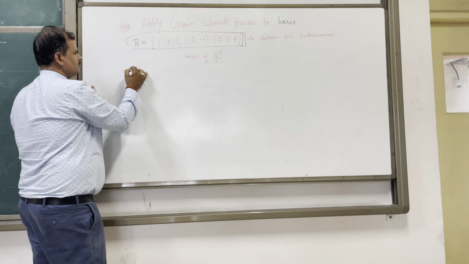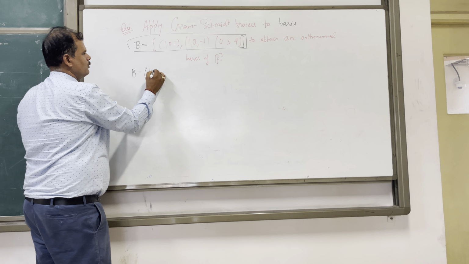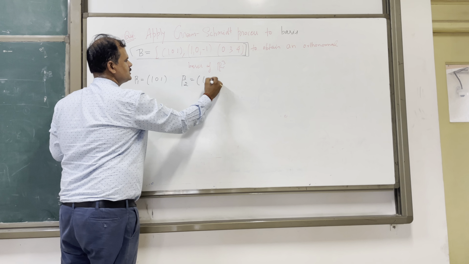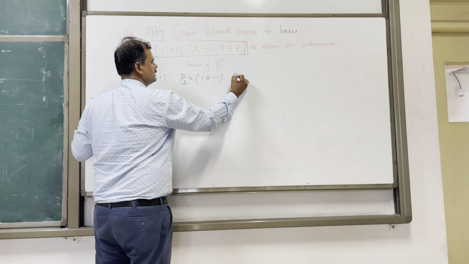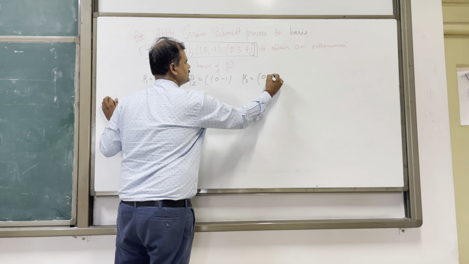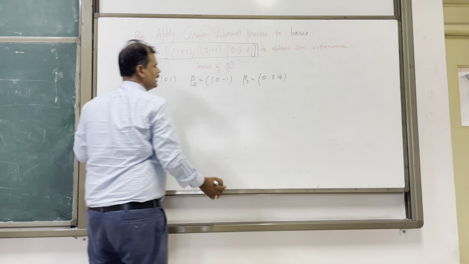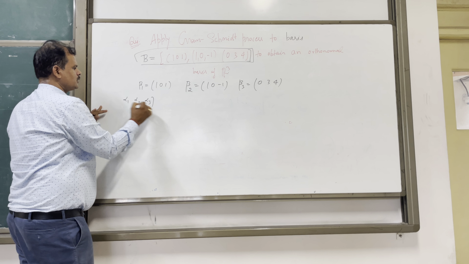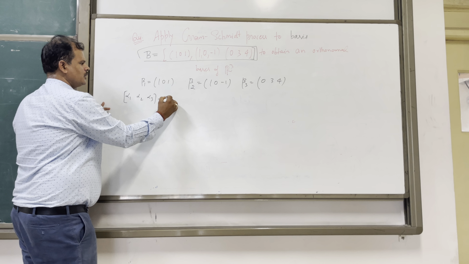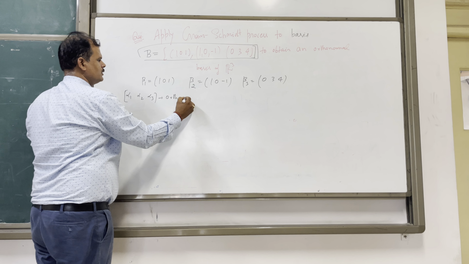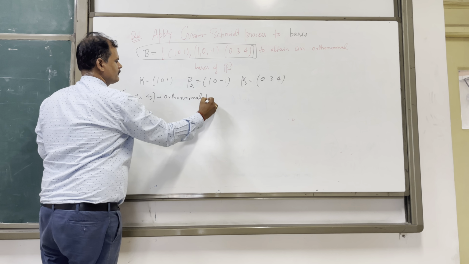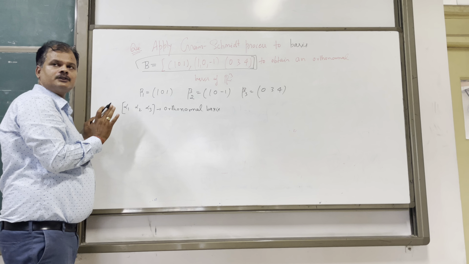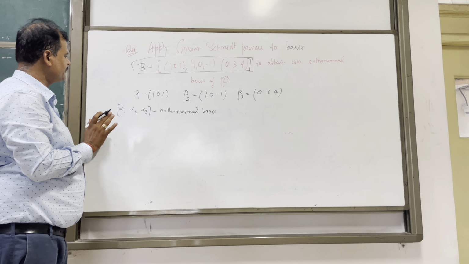We'll assume beta 1 equal to (1, 0, 1), beta 2 equal to (1, 0, -1), and beta 3 equal to (0, 3, 4). And alpha 1, alpha 2, alpha 3 is the orthonormal basis. So how to get this alpha 1, alpha 2, alpha 3? For this, the formulas I have given in the previous video, you can refer to that.